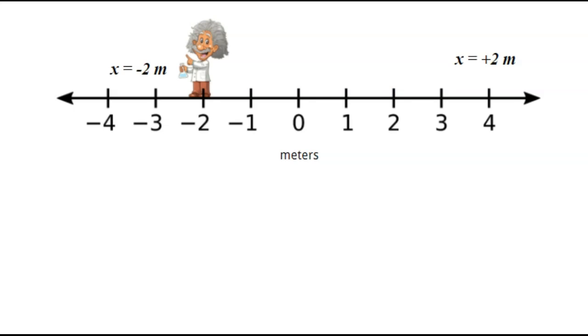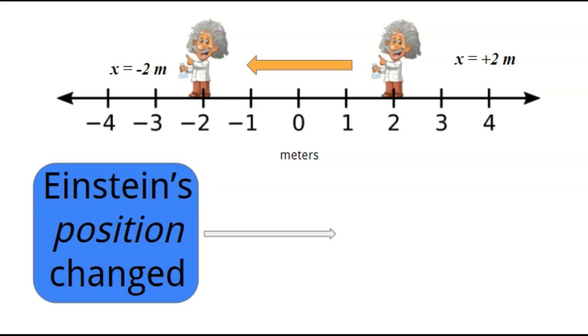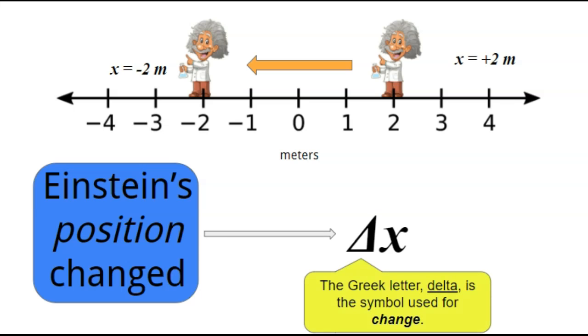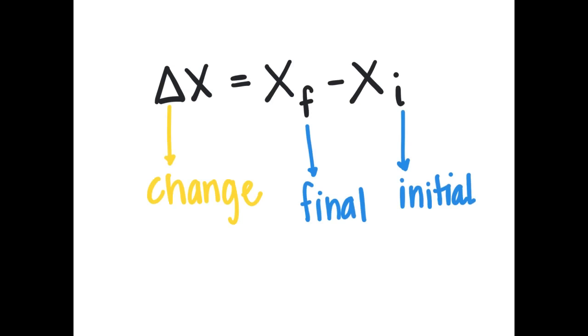Let's look again at Einstein's position at 2 meters to the right of the reference position. If Einstein moves to negative 2 meters of the reference position, Einstein's position has changed. So Einstein moved from 2 to negative 2. This is our change in position, where the delta symbol is a Greek symbol that means change. The change in position, delta x, is equal to the final position, x sub f, minus the initial position, x sub i. The delta is change, f is final, and i is initial.